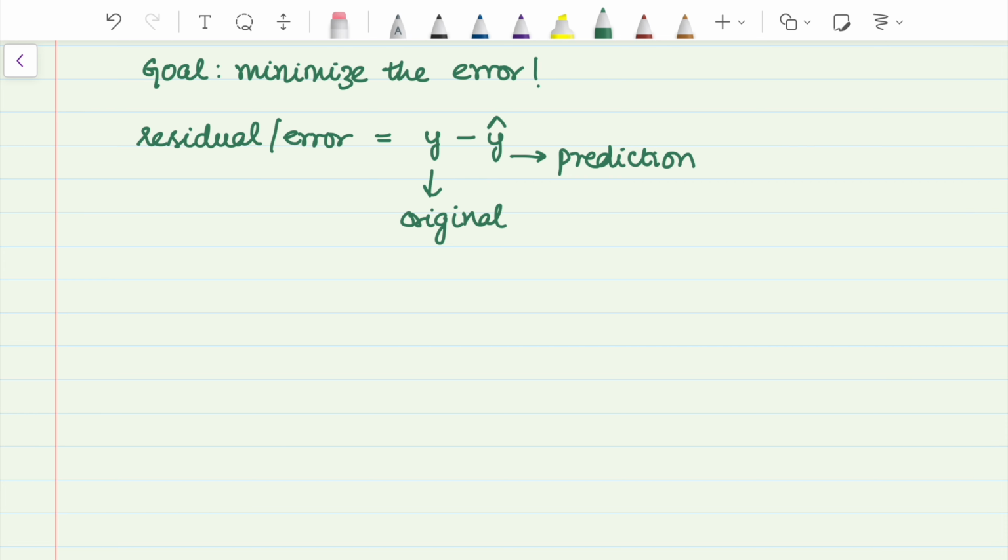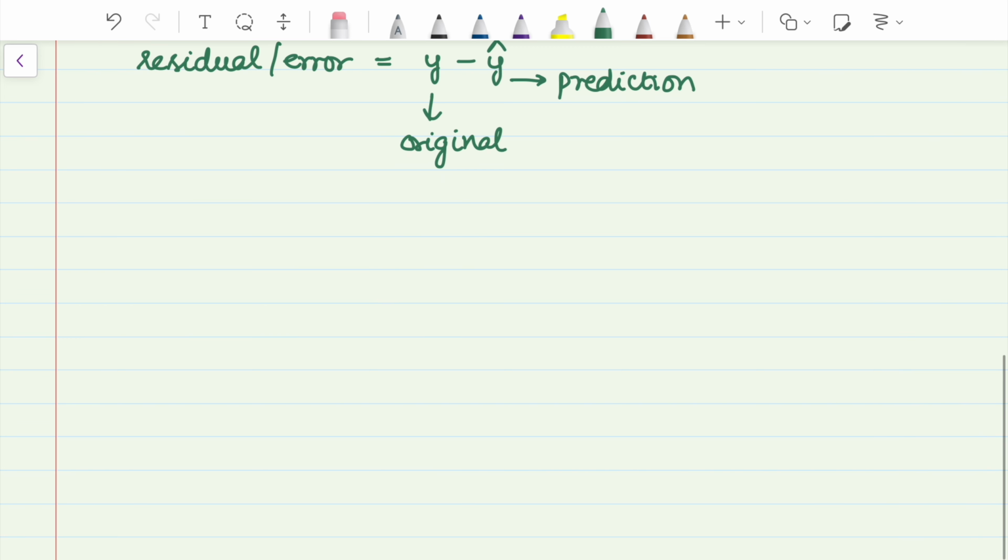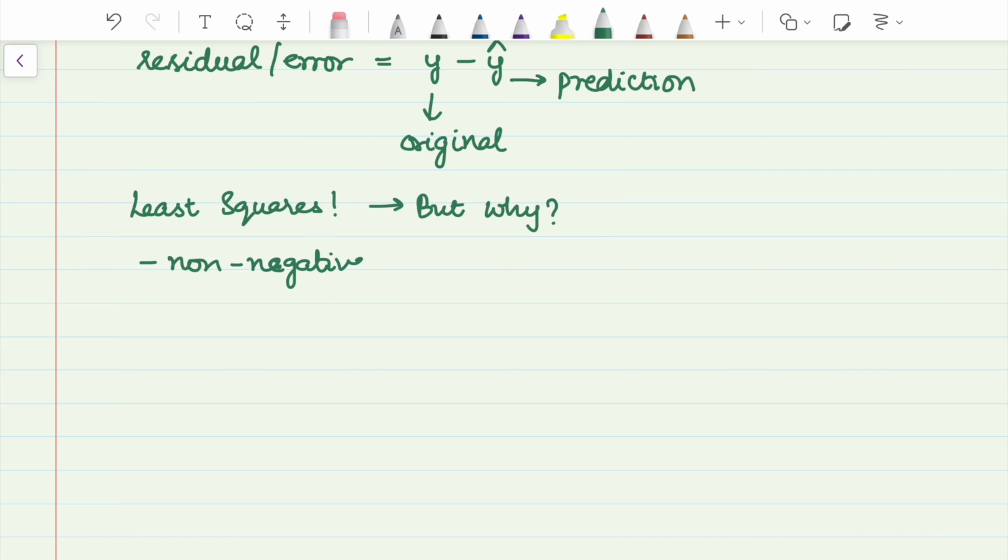Now, in general, whenever we want to minimize an error, we often represent it in the format of least squares. But why do we do that? There are multiple reasons, so let's just list them out. First of all, when we represent any error in the format of least squares, we ensure that it is non-negative, because obviously a square cannot be a negative number. It also penalizes huge errors because we end up squaring each of the error terms.